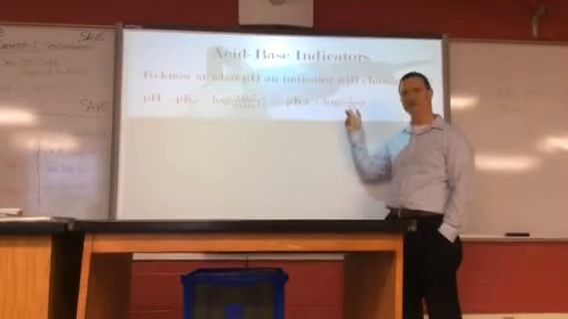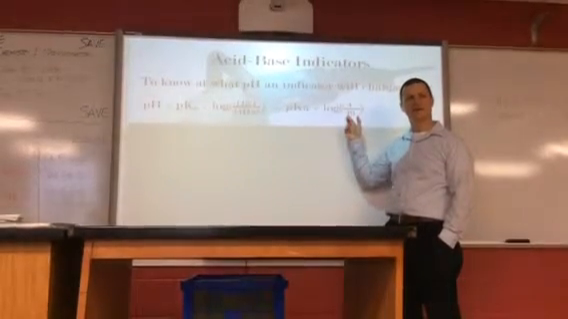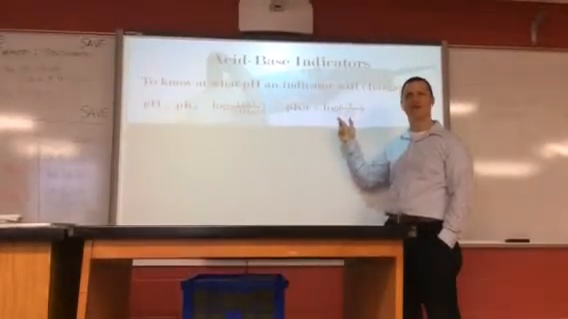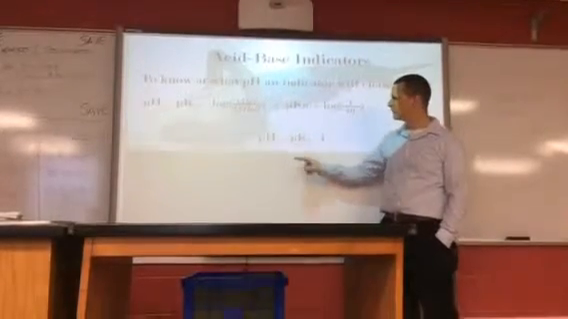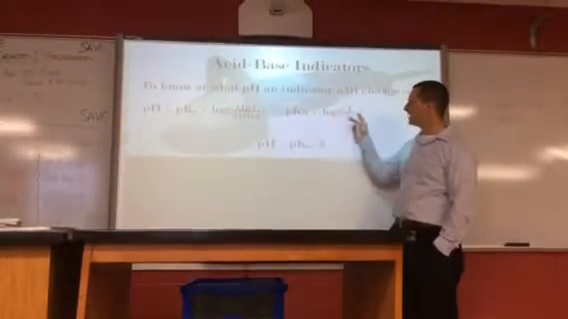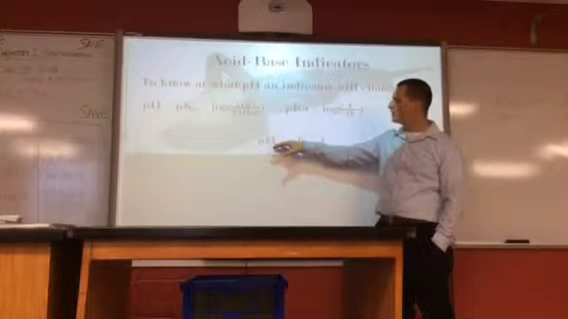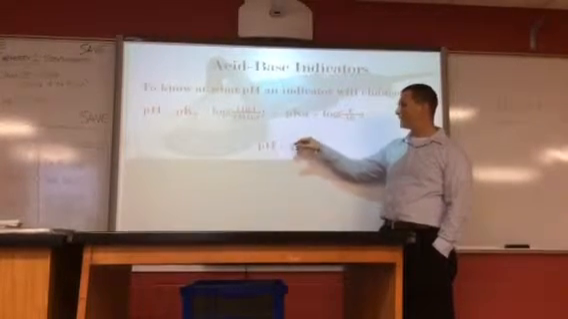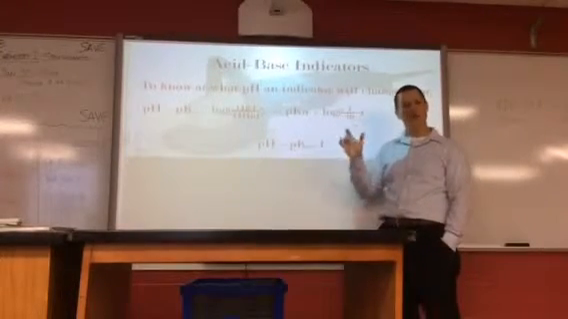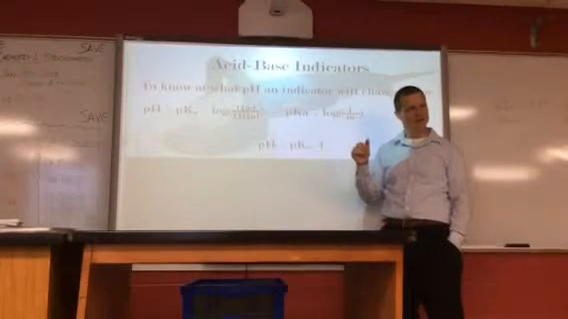What is the log of 1 over 10? You know that one. It's -1. Yeah, that's right. So that term right there is -1. So the pH, whatever the pKa of the indicator is, minus 1, that pH is where we start to see the color change.